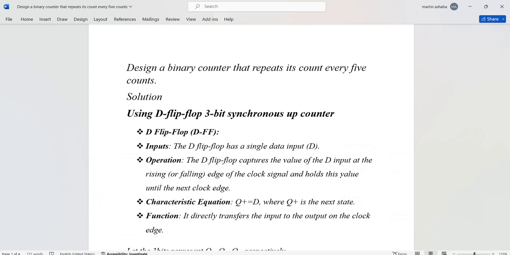In this video we are going to discuss how to design a binary counter that repeats its count every 5 counts. And in this video we are going to use a D flip-flop. If you don't understand what a flip-flop means, I'm going to share a link to the video that talks about those things.